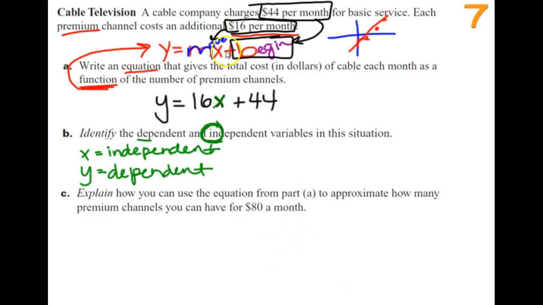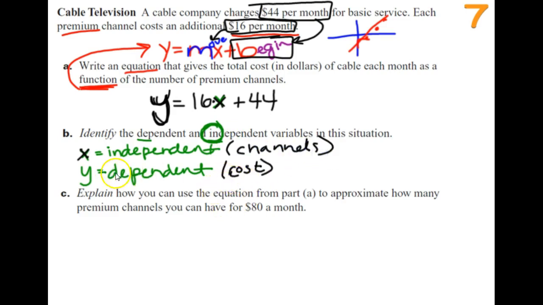So if we think about this, x would be representing how many channels, because we're being charged $16 for each one. So our x is our independent variable because I could choose as many channels as I want. I get to choose it. I'm independently choosing how many channels I want. That means my cost, what I get out, or y, is the dependent variable.